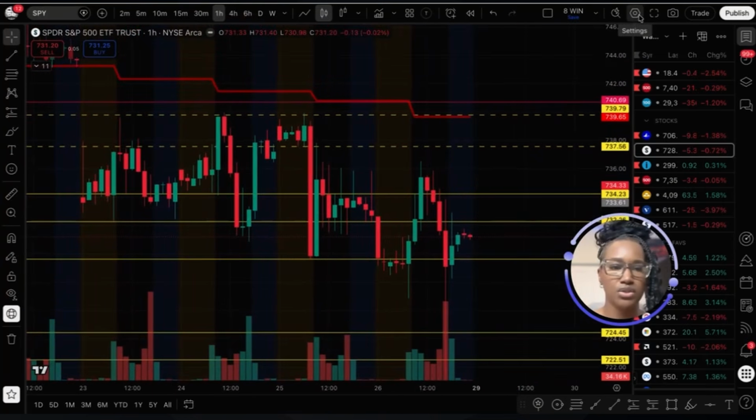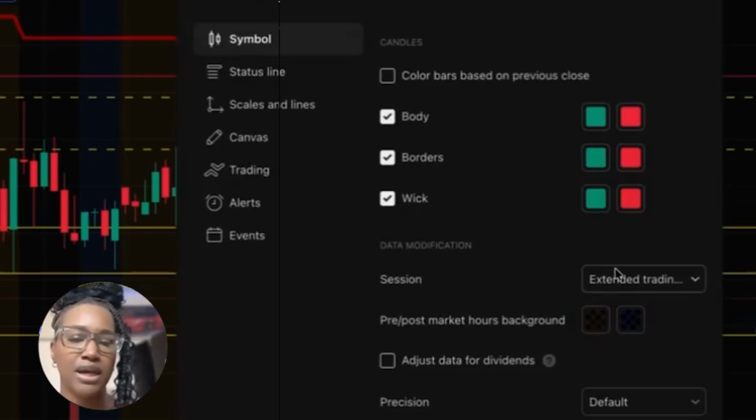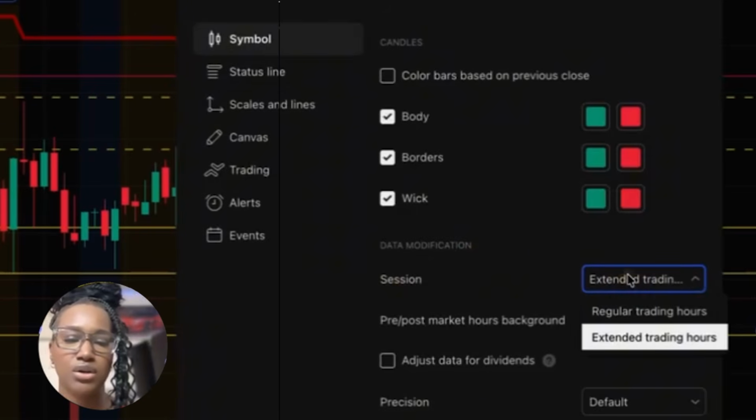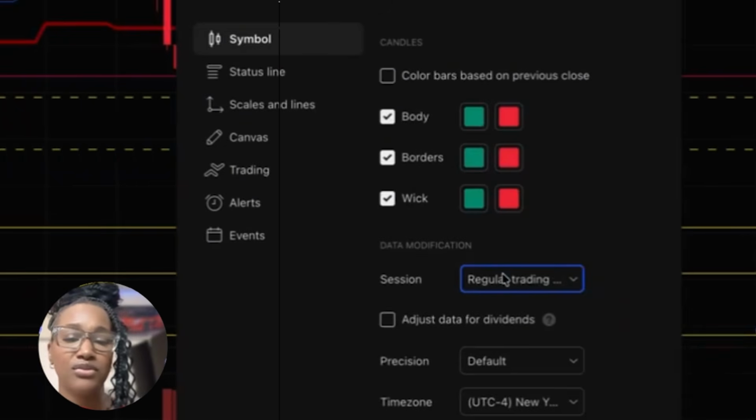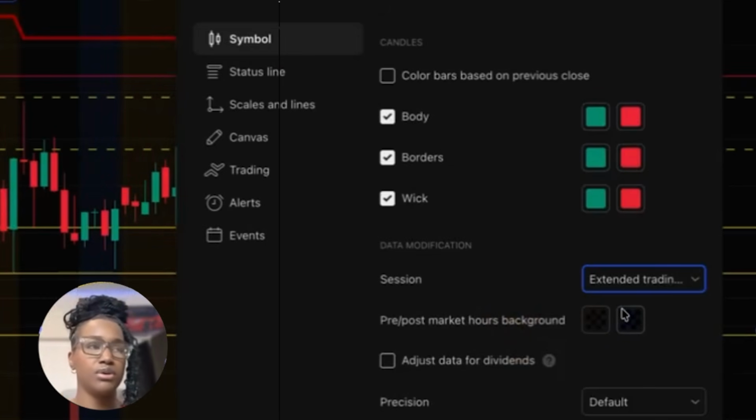So what you need to do is go to the settings section here and go to the symbols tab. Then, within the symbols tab, you need to go to sessions and make sure you're on extended. If you're not, my friends, you're only going to be on the regular trading hours and you're not going to be able to get that pre-market high, pre-market low data, which is so important.